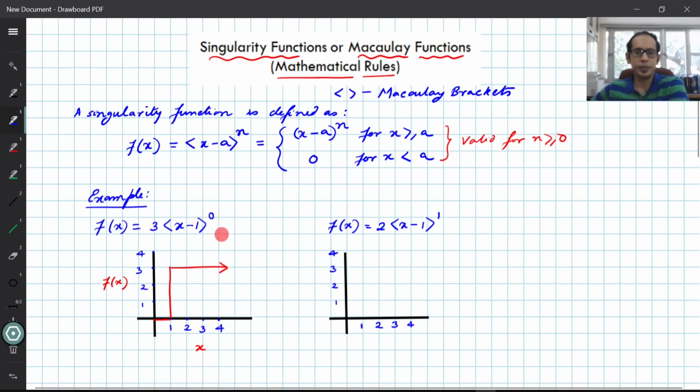If you see this particular function, a similar kind of thing, as long as x is less than 1, you have a 0. For any value of x which is less than 1, it is going to be a 0 line. Here also my horizontal axis is x and the vertical axis is f of x.